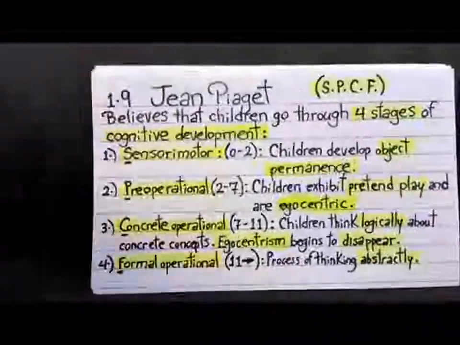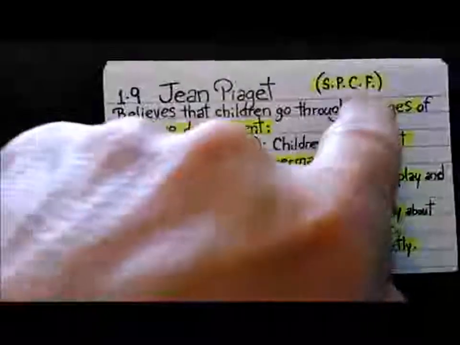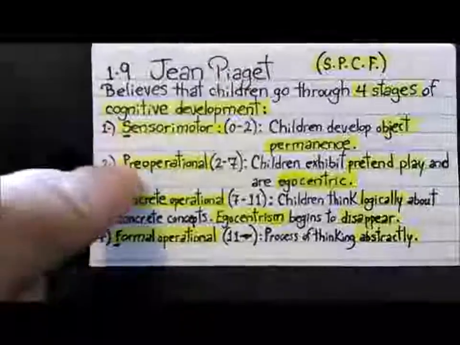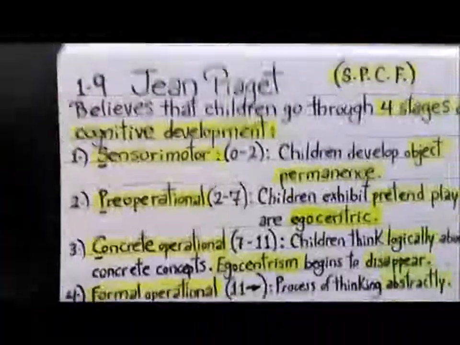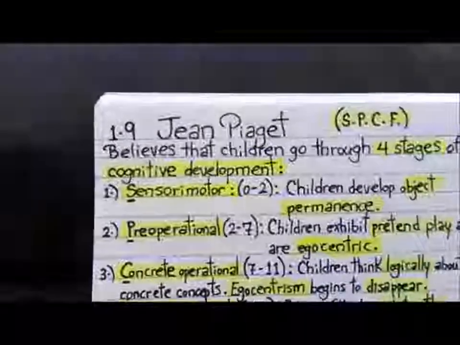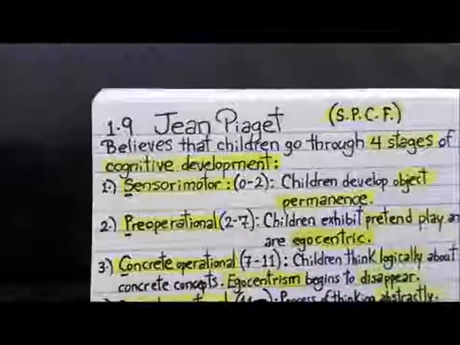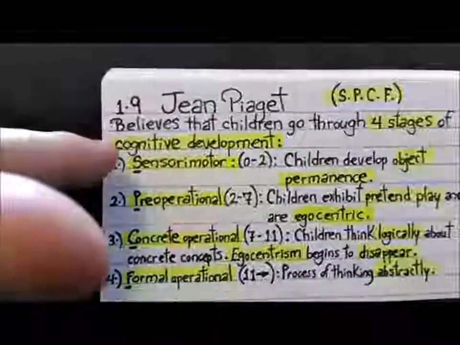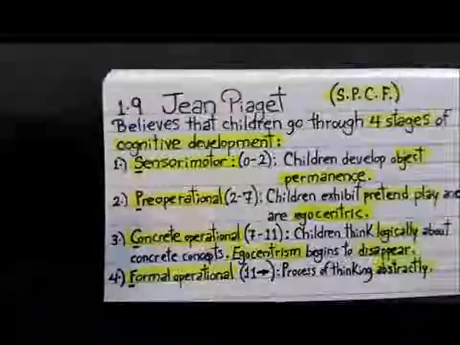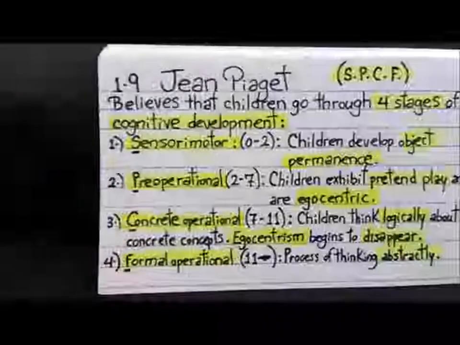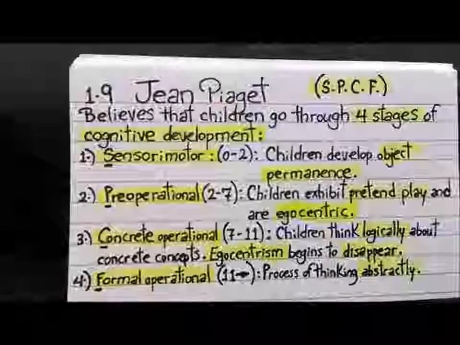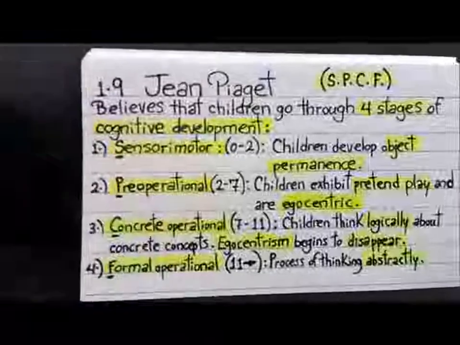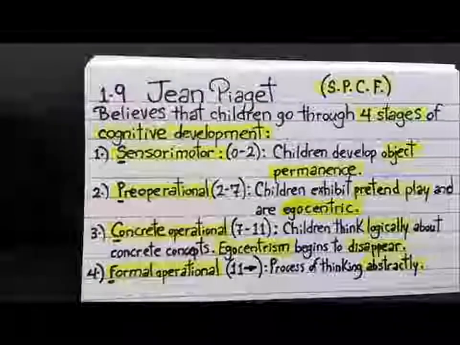And 1.9 real quick. Jean Piaget, SPCF. What is that? Sensory motor, pre-operational, concrete operational, formal operational. Jean Piaget believes that children go through 4 stages of cognitive development. SPCF, 1, 2, 3, 4. First one is sensory motor from 0 to 2 years old. Children develop object permanence.